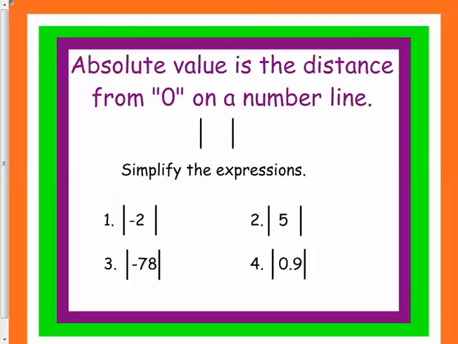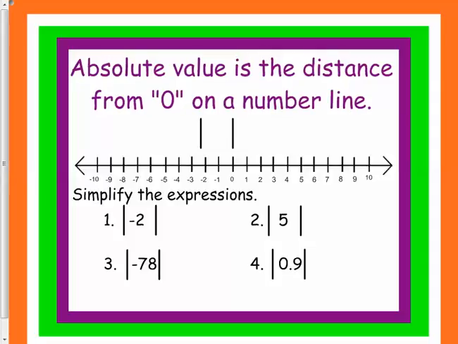So if you look in number 1, how far away is -2 from 0? Well, let's look at a number line. On this number line, -2 is 2 away from 0. So the absolute value is just 2. 5 is 5 away from 0. So what do you think about -78? You guessed it, it's 78 away from 0. And 9/10 is 9/10 away.